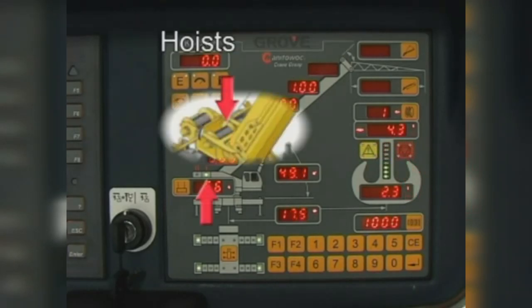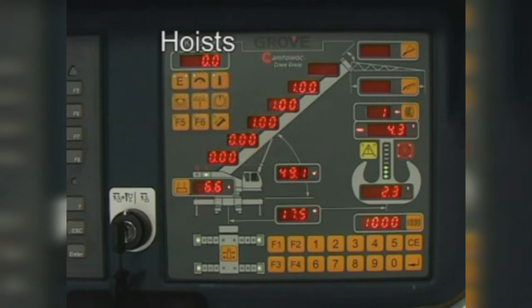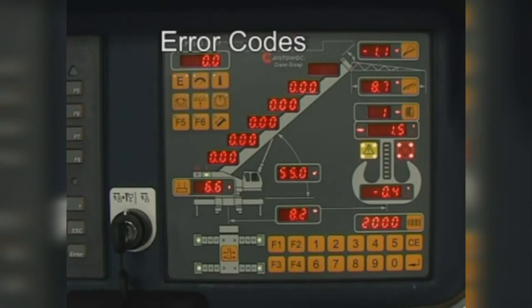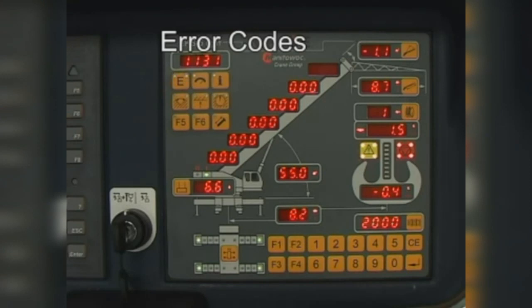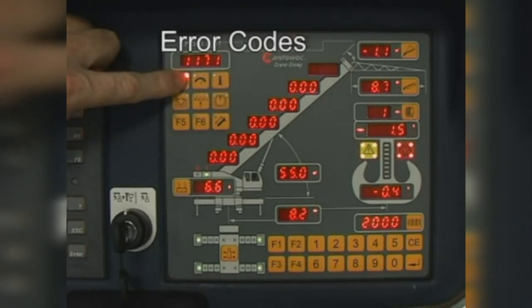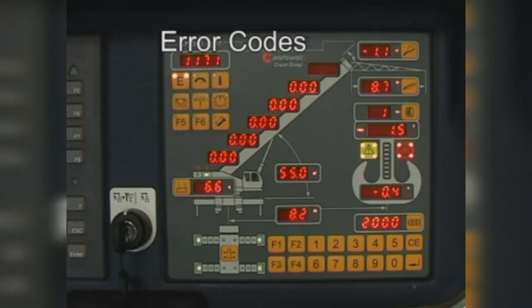The LEDs will light up to indicate which hoist is active. Flashing LEDs on the error button indicate detected errors. Repeatedly pressing the button will cycle all error codes that may exist.